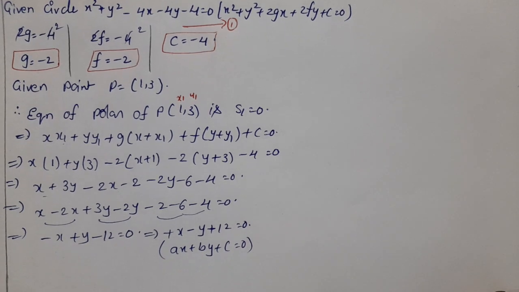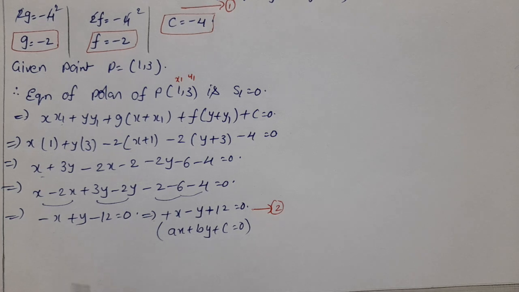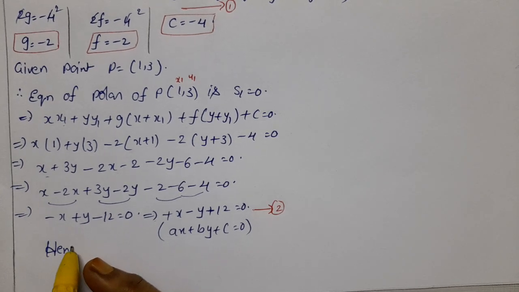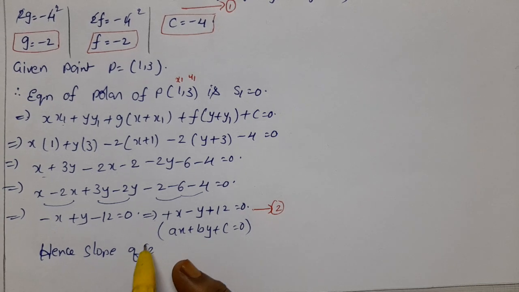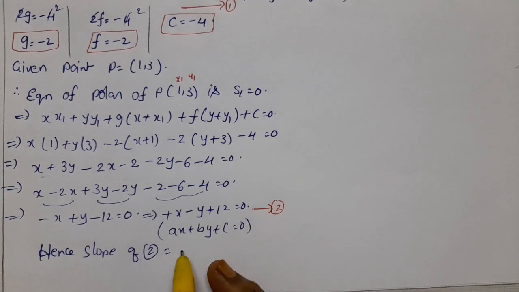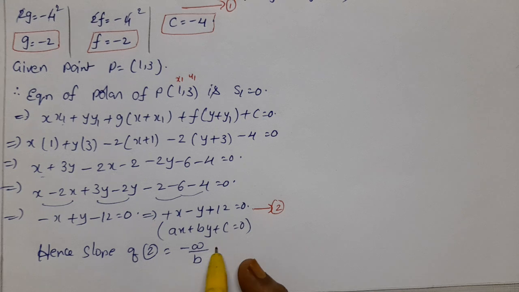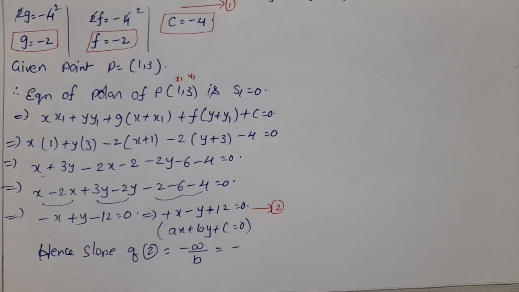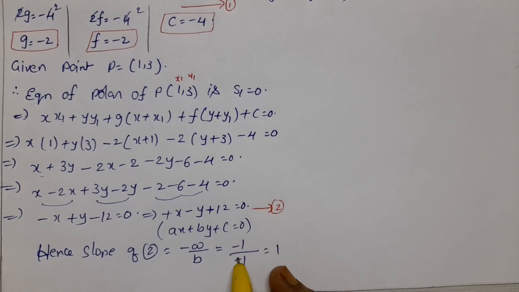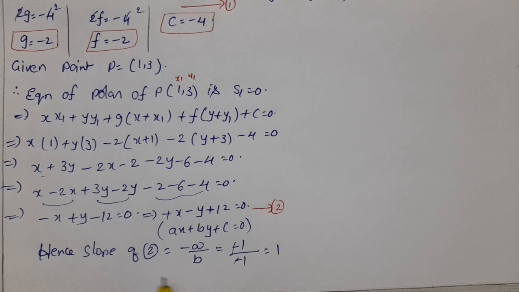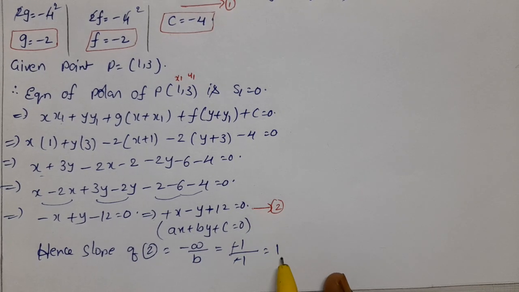Now we have to calculate the slope of this polar line. Hence the slope of the polar line is −a/b. The a value is the x coefficient 1, and the b value is the y coefficient −1. So −(1)/(−1) is 1. Therefore, the slope of the polar line is 1.